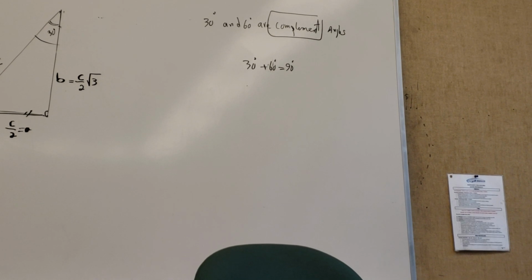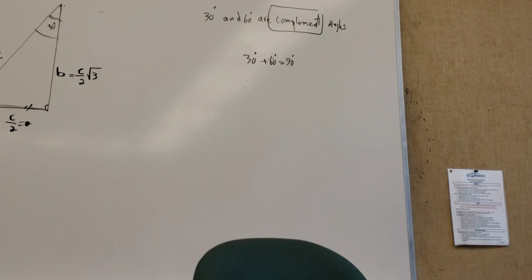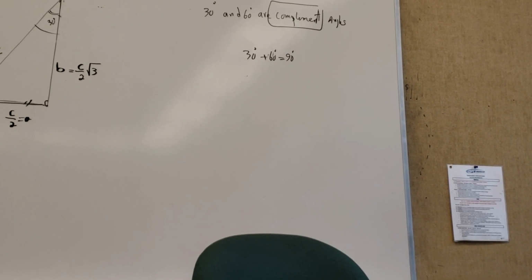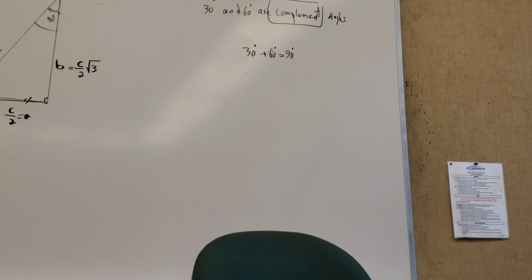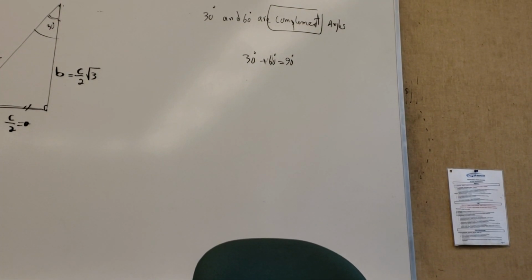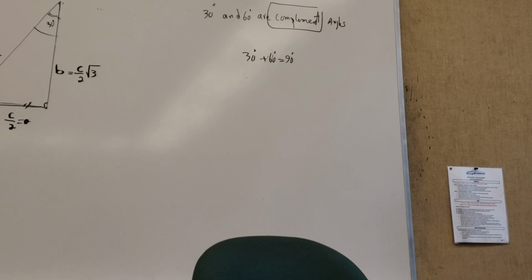So you have to get used to this. Now give me two angles that are complements, other than 30 and 60. 45 and 45, what else? How about 20 and 70? 10 and 80. 15 and what? 75. Even 1 and 89. Agree?